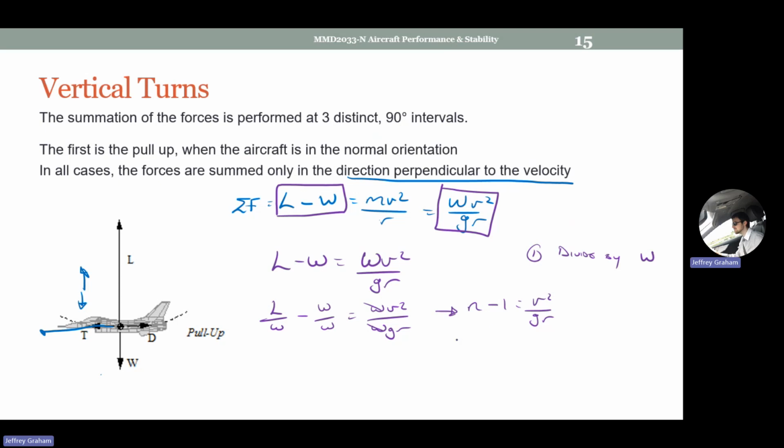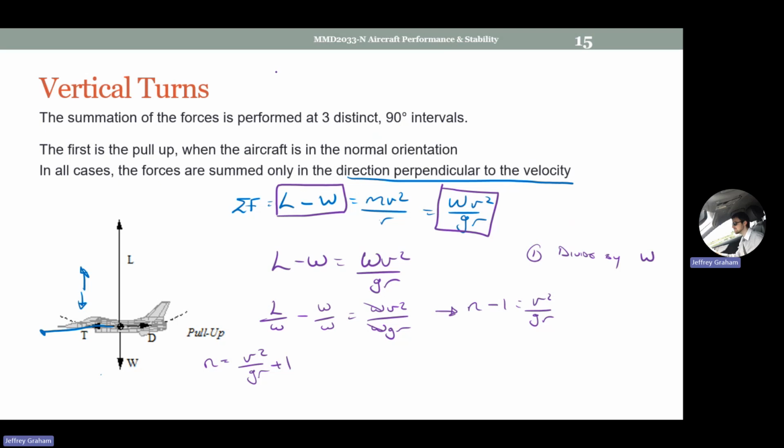Right, so same three equations. N, v squared, gr plus 1. They're easy to identify some of these. So the horizontal equations all had square roots involved. The vertical ones have none. Pull up has the load factor contributing to the load factor, hence the plus 1.